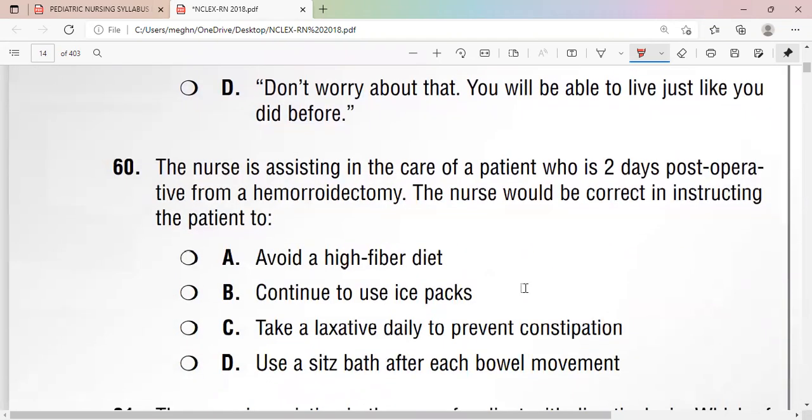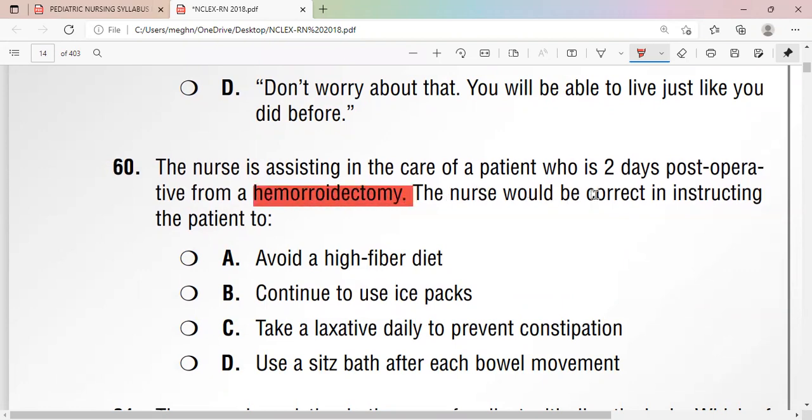And next question. The nurse is assisting in the care of a patient who is 2 days post-operative from a hemorrhoidectomy.